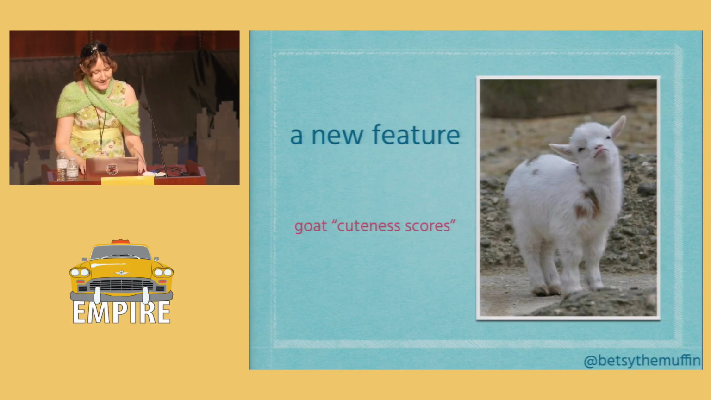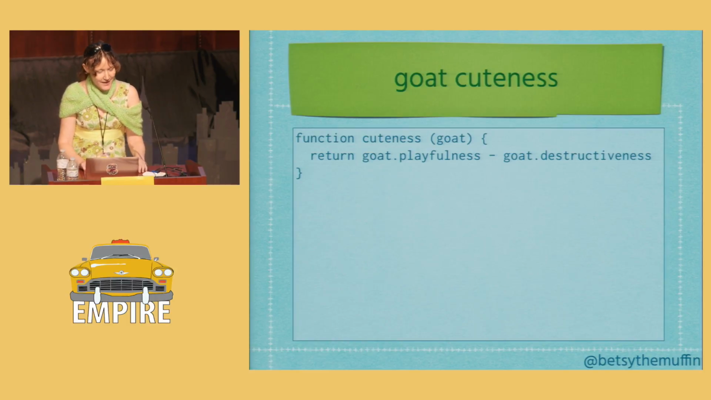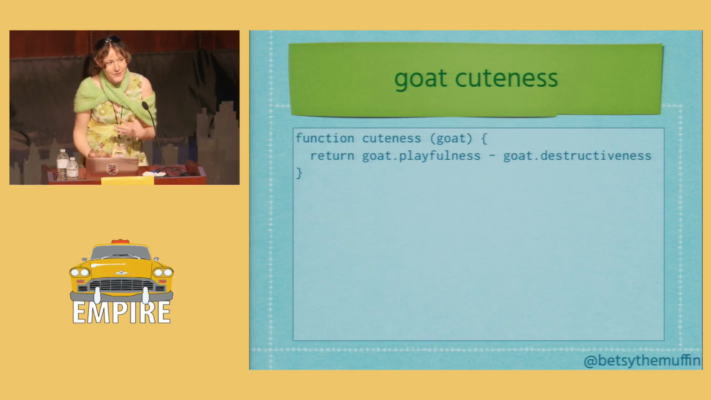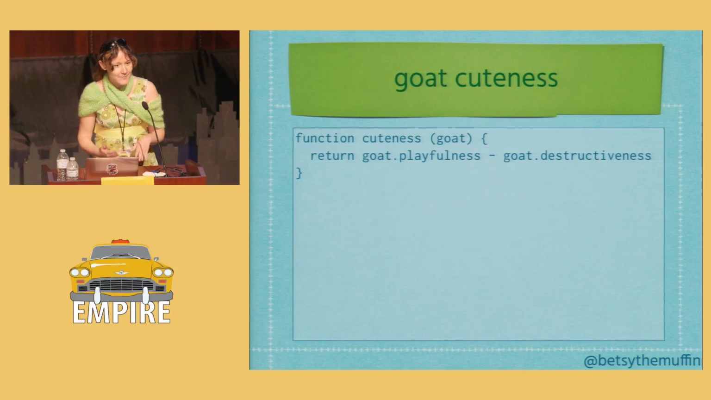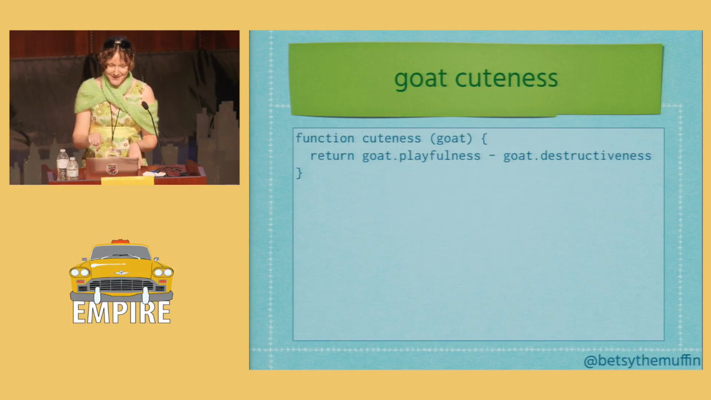But what about complications in the data model itself? What about really complex derived properties? For these, we'll turn to a new feature, namely calculating the cuteness score of goats. Now, a friend of mine from back home had some criticisms of this algorithm for calculating the cuteness of a goat, which is based on both how playful it is and how destructive it isn't. But I used to live on a goat farm, and I do not find goat destructiveness cute anymore.